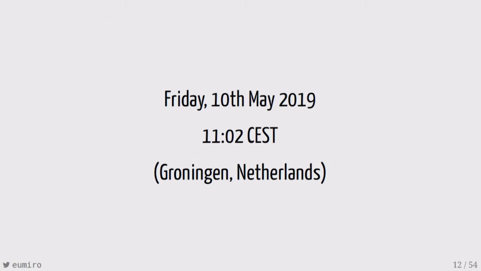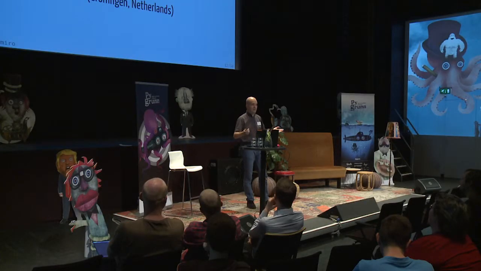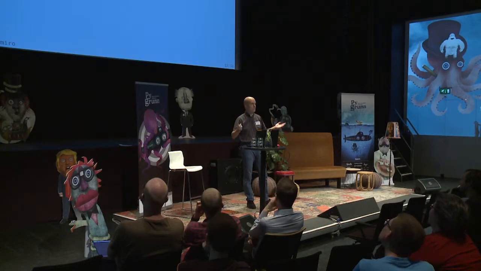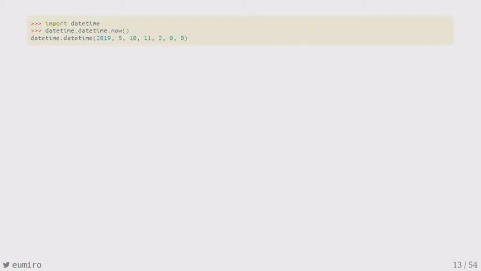I'm going to do some live coding, so please set your time clock to this exact time, because this is what all the following slides are going to use. So now we are 11:02 Central European Summer Time here in Groningen on Friday, 10th of May 2019. So if you want to check for the current time in Python, what you do, you import standard datetime library and then datetime now, and you get an object with the current time.